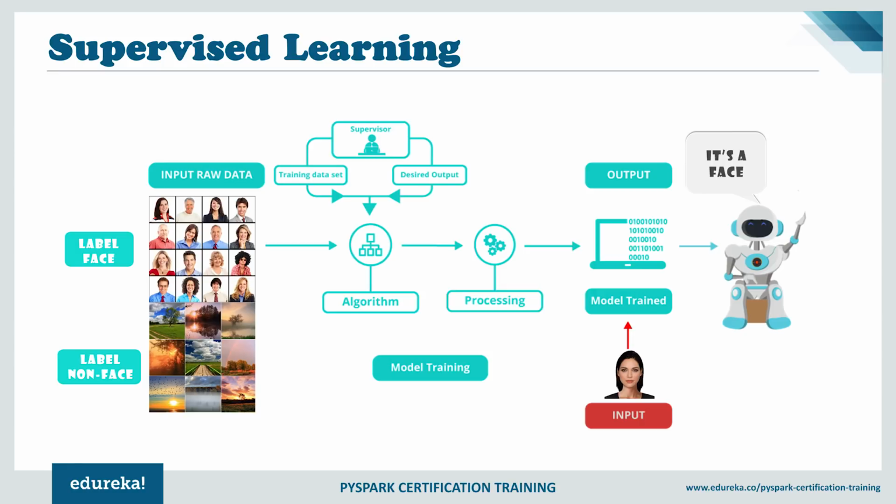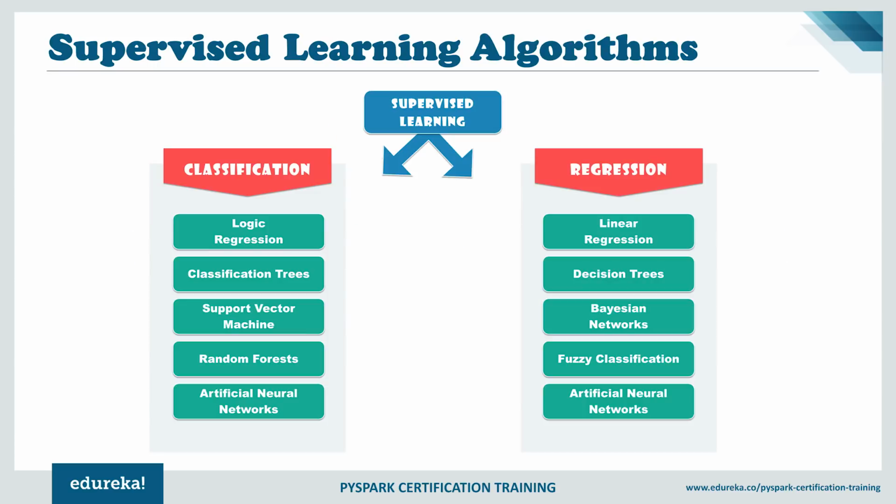Supervised learning uses patterns to predict the values of the label on additional unlabeled data. It is called supervised learning because the process of an algorithm learning from the training data set can be thought of as a teacher supervising the learning process. Now, supervised learning is majorly divided into two categories, namely classification and regression algorithms.